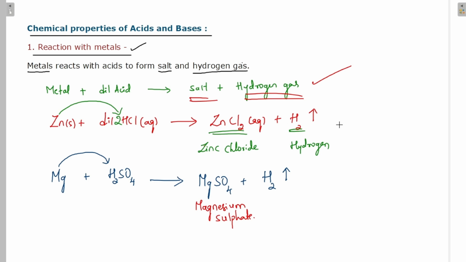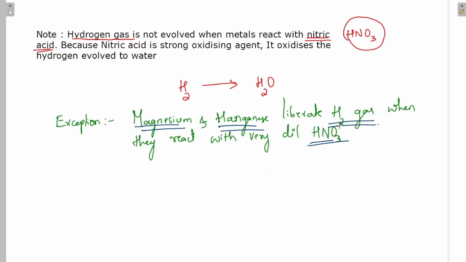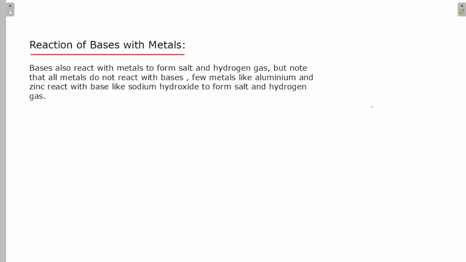And dilute nitric acid will not evolve hydrogen gas when it reacts with metals, as it is a very strong oxidizing agent. It will convert the hydrogen gas liberated to water, that is, it oxidizes the hydrogen gas liberated to water. Again, there are two exceptions here, that is magnesium and manganese. They will liberate hydrogen gas when they react with very dilute HNO3.